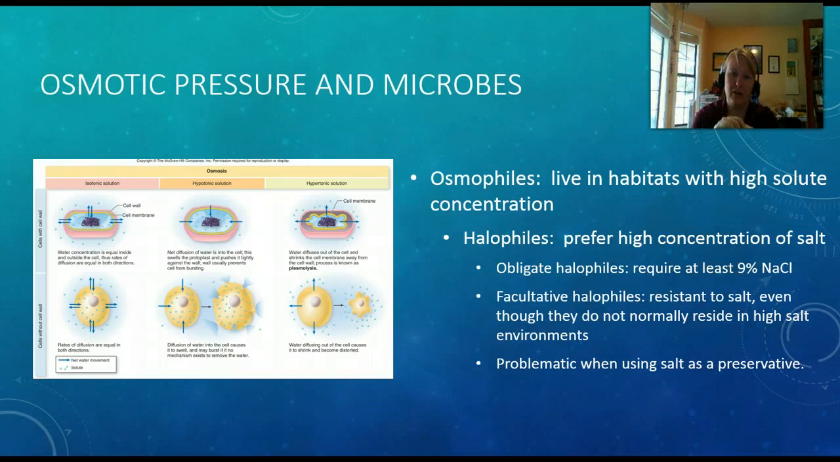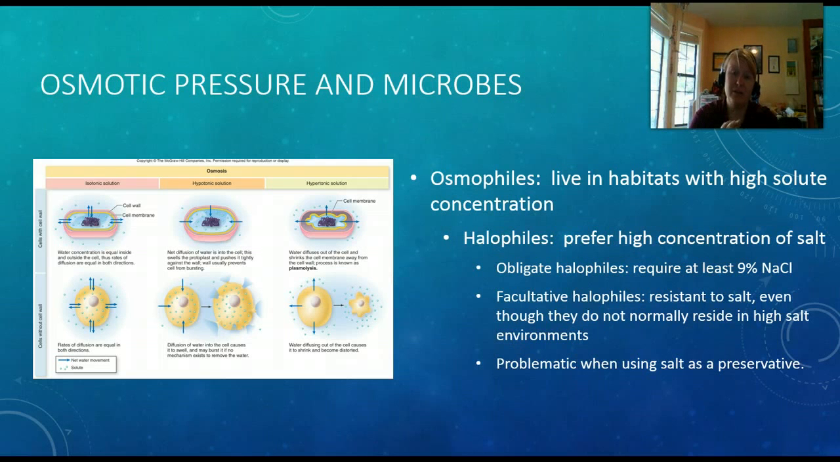Within osmophiles, we have one category we talk about specifically, and these are halophiles. Halophiles prefer high salt concentrations, and there are 2 types of halophiles. There are obligate halophiles. These guys can't grow in anything less than 9% sodium chloride solutions. And then there's facultative halophiles, where they're resistant to salt even though they don't normally live there. Now this is problematic because if you think about how we used to preserve food, especially meats, way back before we had refrigeration, we would use salt.